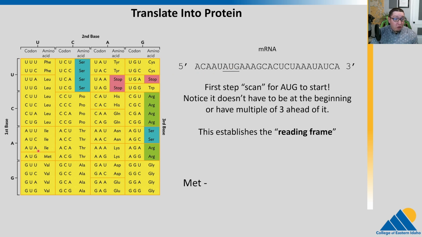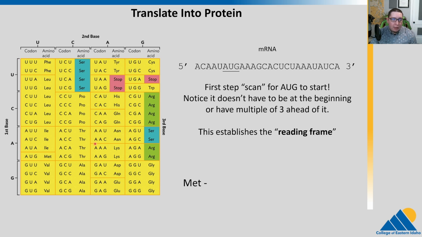Remember, AUG codes for methionine, so all proteins should start with methionine. That is indeed the case. This is going to establish what we call the reading frame. So here is our first codon, AUG. Then our next codon in the reading frame will be AAA. Go ahead and pause the video if you need to, and continue translating this if you perhaps didn't start with the AUG. Okay, so our second codon is AAA, then GCA. It can be helpful to underline every other codon. So AAA and then underline this one.